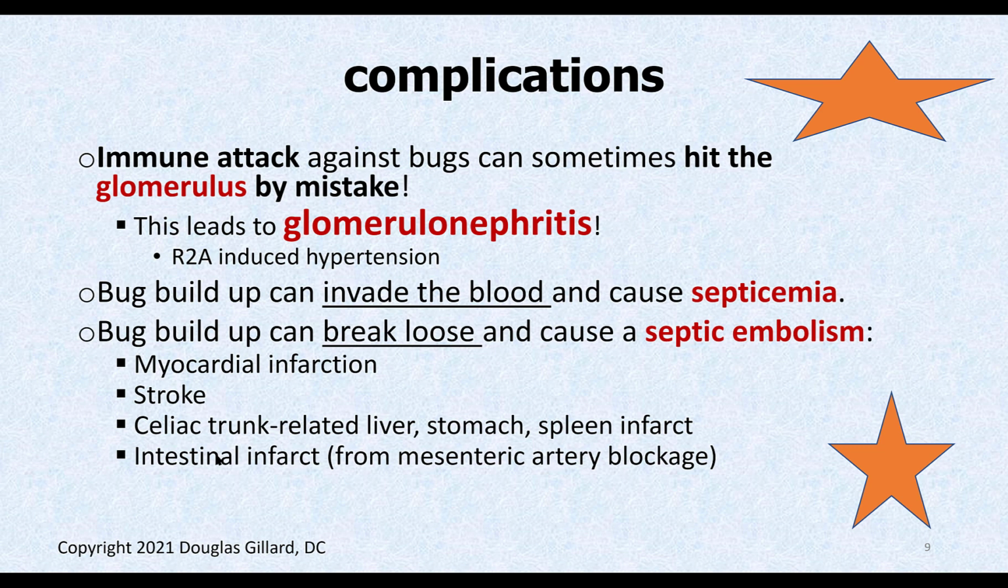More complications, the bugs can build up and invade the blood and cause septicemia. We already said the bugs can break loose out of the heart and they can form an embolism, a septic embolism, which can cause myocardial infarction, stroke, liver infarct, spleen infarct, stomach infarct, intestinal infarct. Just depends where the embolus goes. All right, so that's the end of that category.